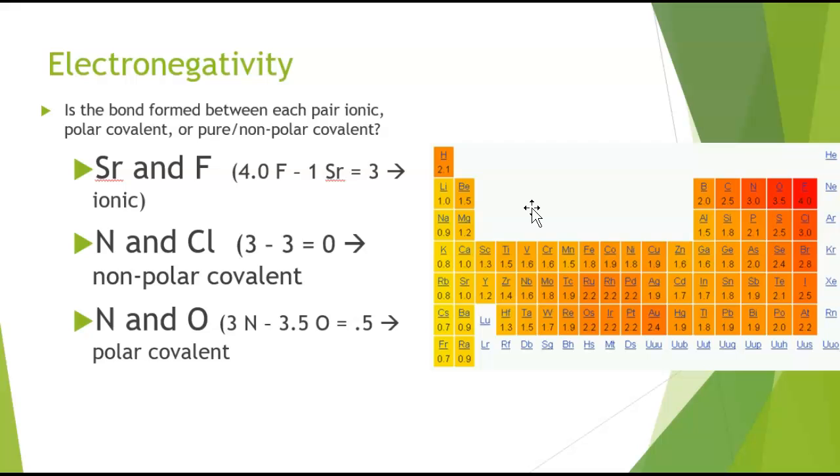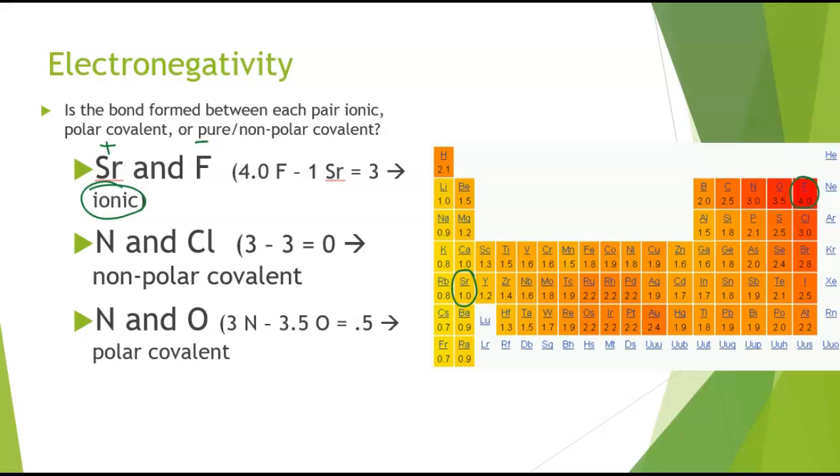So if we look at these, what we find is that we have strontium, which has an electronegativity of 1, versus fluorine, which is 4, and so fluorine's going to hog those electrons. It would be more negative, and strontium would be positive. This is ionic, so they are fully positive and negative because the electron is transferred.